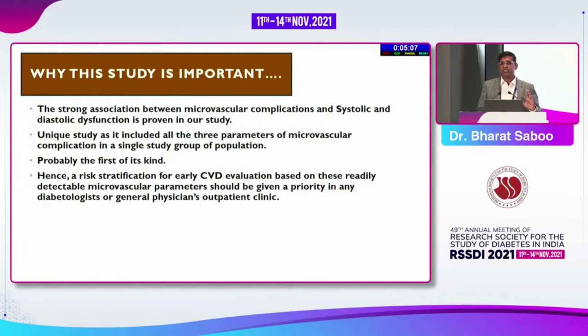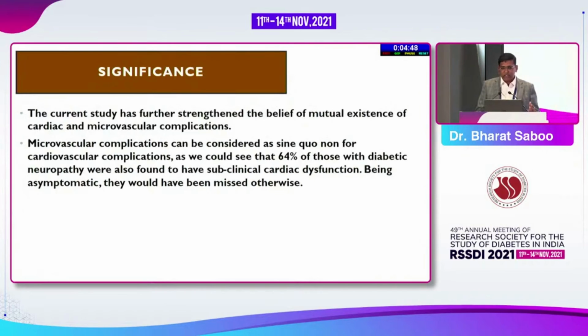So hence a risk stratification model should be devised for early CVD evaluation based on these readily detectable microvascular complication screening parameters, because these are very readily available in our clinics, and any diabetologist or general physician can very easily do them and protect the cardiovascular health of patients. The significance is further strengthened by the belief in the mutual existence of cardiac and microvascular complication. And microvascular complication can be considered a sine qua non for cardiovascular complication.